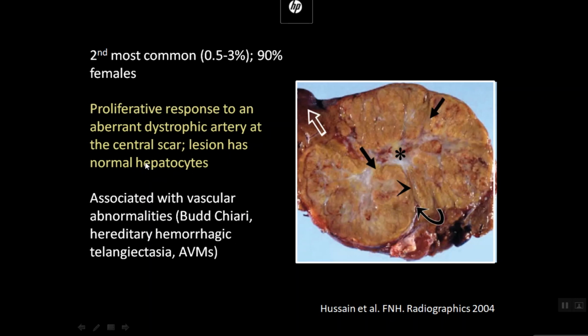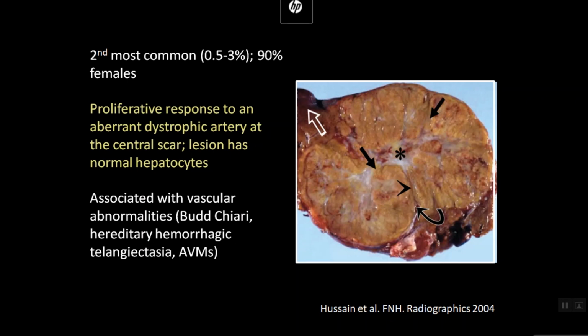It's an aberrant response by the hepatocytes to a dystrophic vessel. The dystrophic vessel is the center of the lesion, and then there's an aberrant proliferative response of the hepatocytes to this dystrophic vessel. That is what forms this FNH. It may be associated with other vascular abnormalities, though it often stands as an individual lesion. Because it has normal hepatocytes, it will mimic normal liver. What does that mean? It will be iso to the liver on ultrasound, on CT, on MRI in most cases, right? Because it's normal hepatocyte.